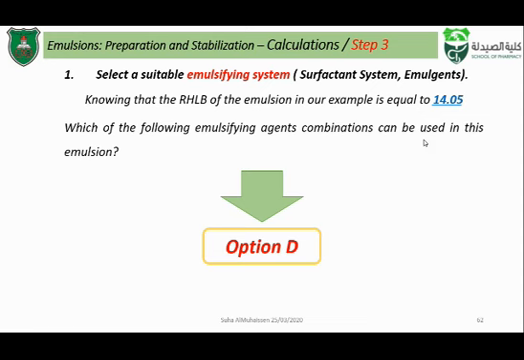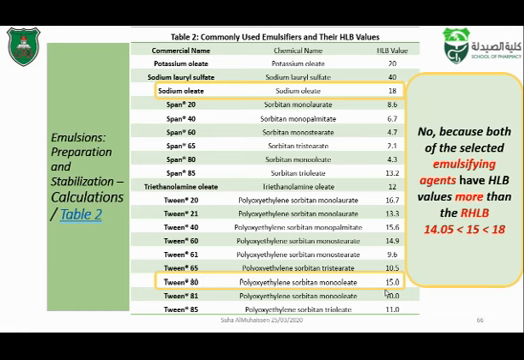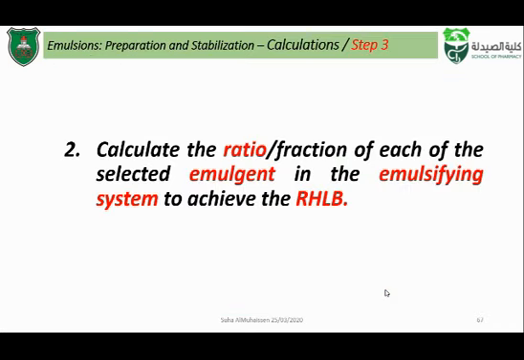Option D, sodium oleate with HLB value 18 and Tween 80 with HLB value 15. The answer again is no, and it is no because both of the selected emulsifying agents have HLB values more than the required HLB, as you can see.